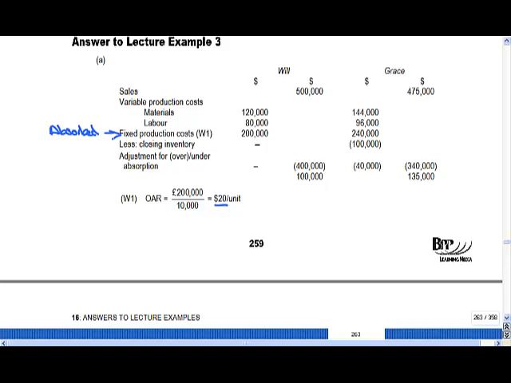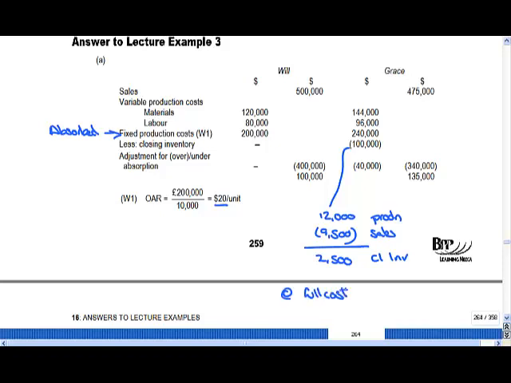The only other item here for Grace is the closing inventory. So if we just have a quick look at that, we know that she made 12,000 units. Okay, so that was her production. Of that, she then sold 9,500 units, which left her with 2,500 units of closing inventory. That then needs to be valued at the full cost to get the value of her inventory.